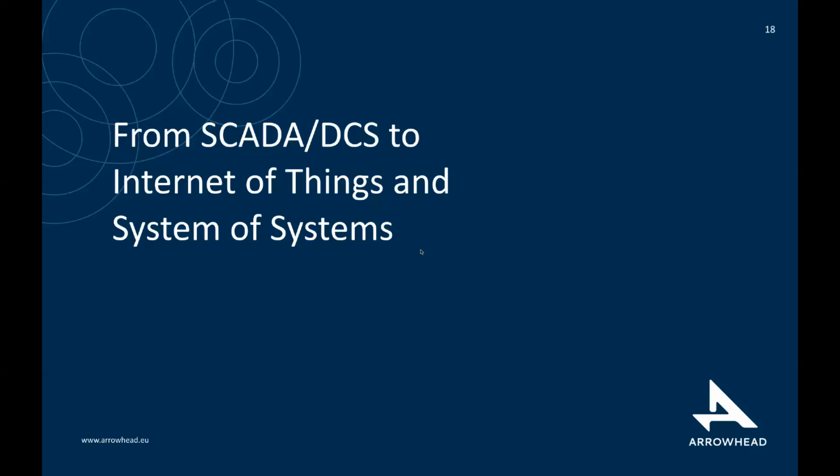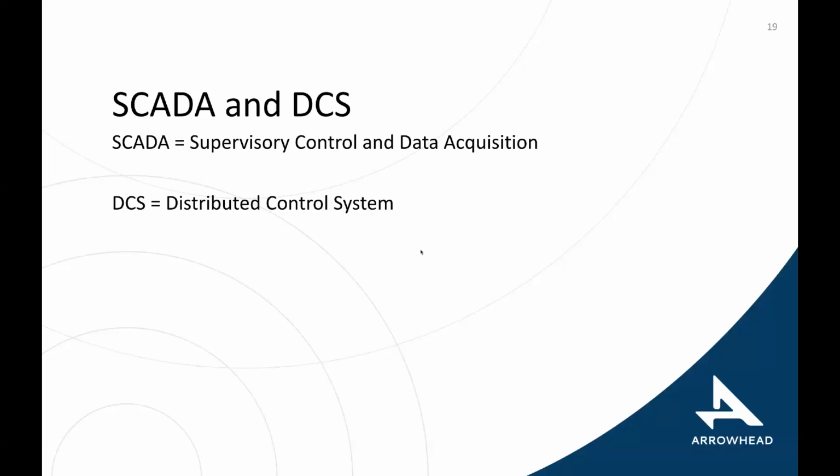So how do we move them from SCADA, DCS to Internet of Things and System of Systems? There has been some work done on this, but let's just give you some definitions. I don't know whether everyone really knows these names. SCADA is supervisory control and data acquisition, and DCS is distributed control system. And the big players supplying this are Siemens, ABB, Schneider, Metso, Valmet, Emerson, Honeywell, etc.